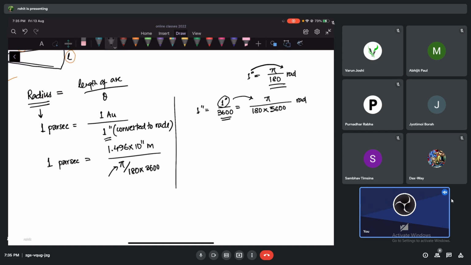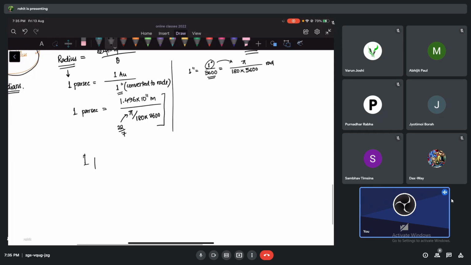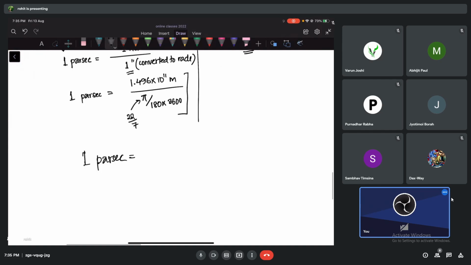Then in place of pi, I can write 22 by 7. After writing all these numbers, when you calculate, you'll get 1 parsec, which we're trying to find, in terms of meters. 1 parsec is equal to, let me check, I have forgotten the number, 3.0. Good, you remember. My memory is very bad. 10 to the power 16. So this is what we get as a parsec, guys.